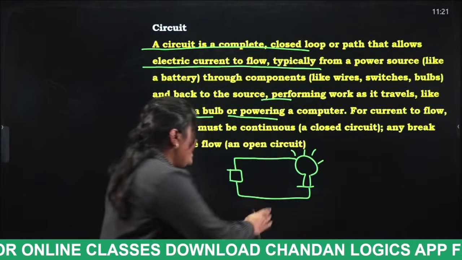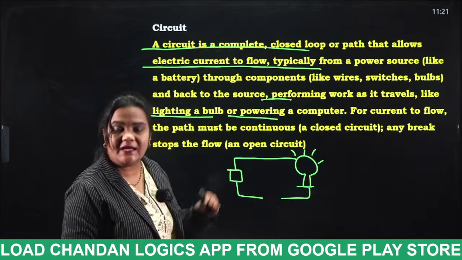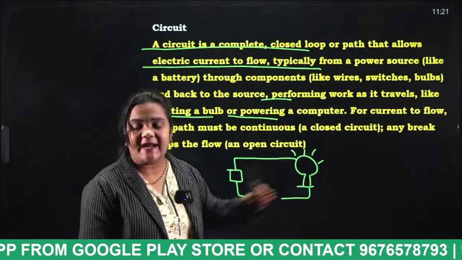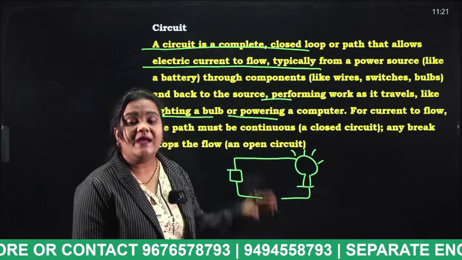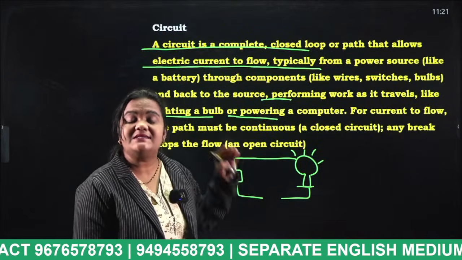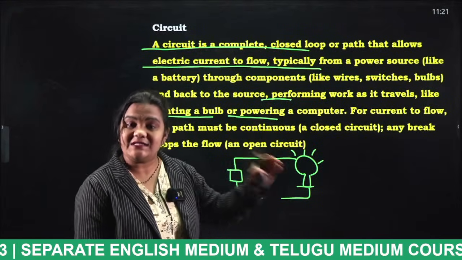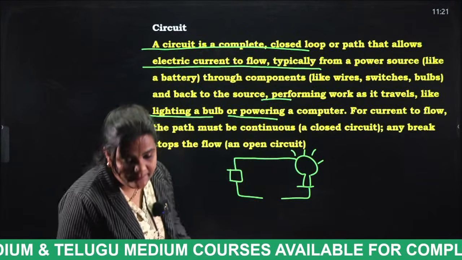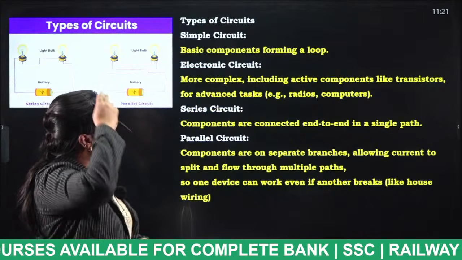If there is any break in this circuit, what happens? There is no flow of current. There is a break for that current. By this we can say that the circuit should always be a continuous closed loop. At that situation only will the current flow through any object. Okay? Yes.